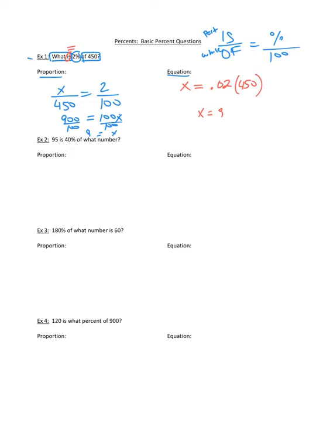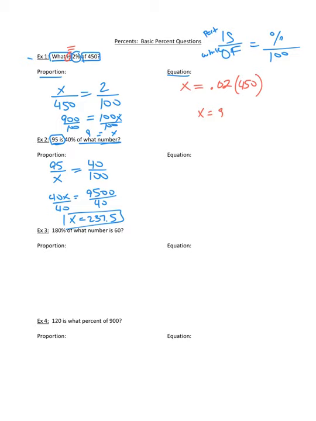Okay, let's look at example 2. If you did a proportion, 95 is 40% of what number? So 95 is the part out of what number? I don't know what the whole is, and I know that that equals 40%, 40 out of 100. So if I cross multiply, I have 40 times x is 40x, 95 times 100 is 9500, divide both sides by 40, and 9500 divided by 40 is 237.5. So if I got 95 points out of 237.5, that would be equivalent to 40%.